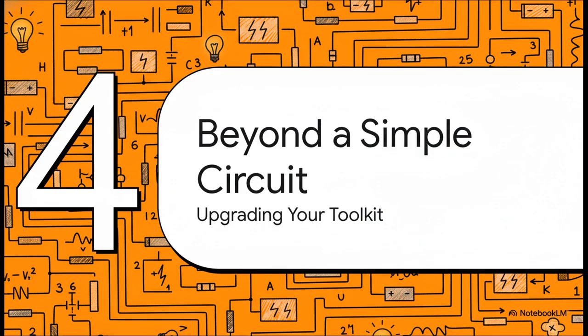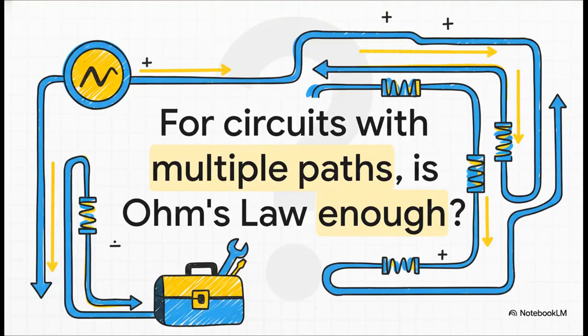But let's be real for a second. Most circuits are way more complicated than just one battery, one resistor, and one little light. So what happens when things start to get a little more messy? I mean, what happens when the current has options, when it can split and go down multiple different paths? Or what if you have a bunch of different loops and components all tangled together? All of a sudden, Ohm's law, while it's still 100% true, isn't quite enough by itself to easily figure out the whole picture. For that, we need to upgrade our toolkit.